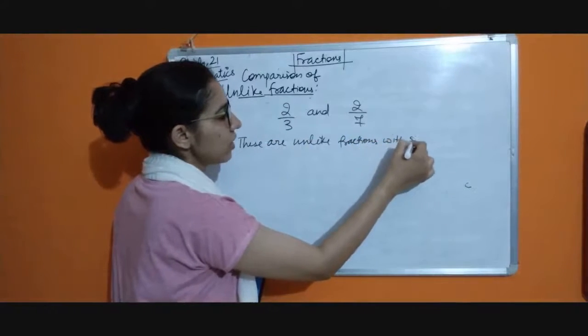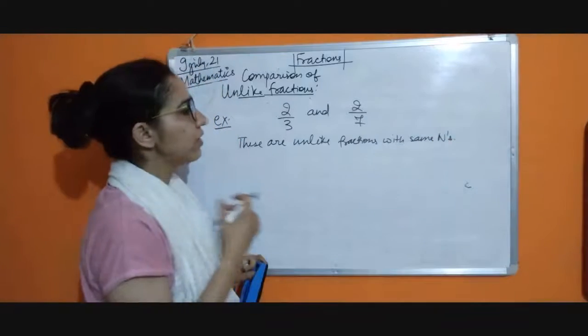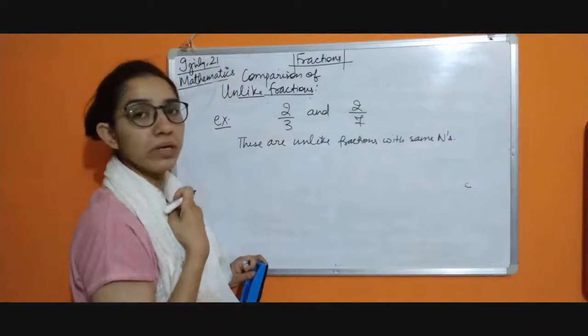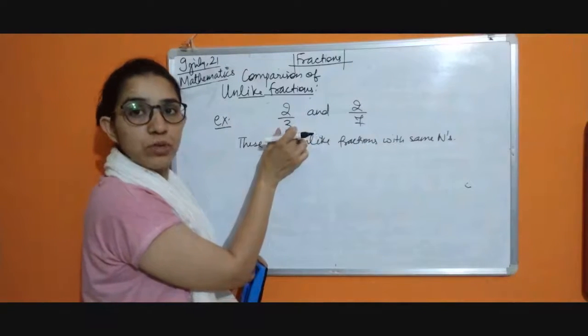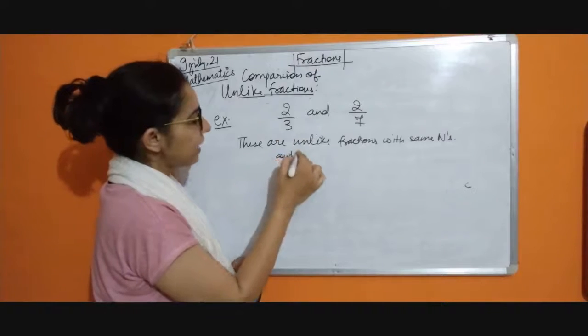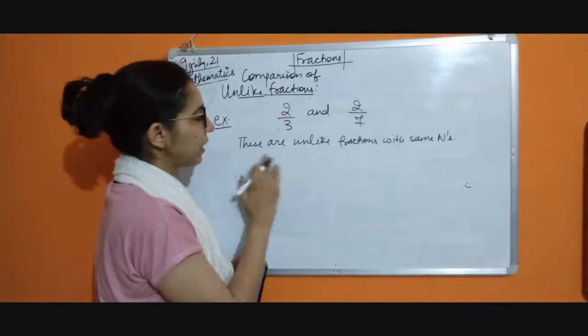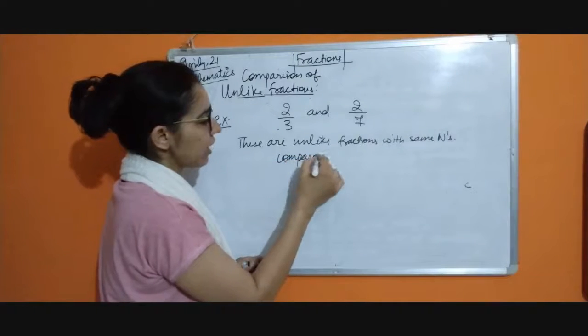with same numerators. Okay, if unlike fractions have the same numerator, then the one having the smaller denominator is going to be the bigger one. Okay, so you will compare the denominators now. So comparing 3 and 7.